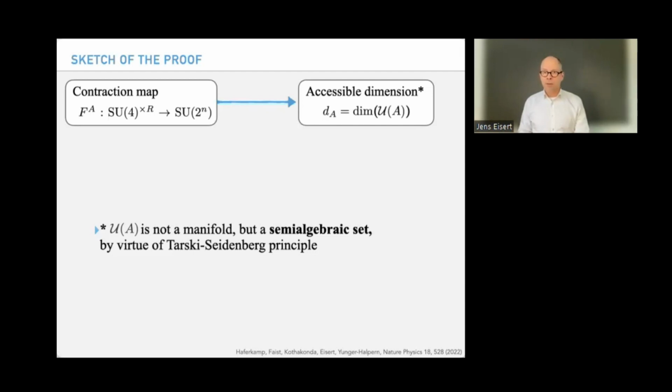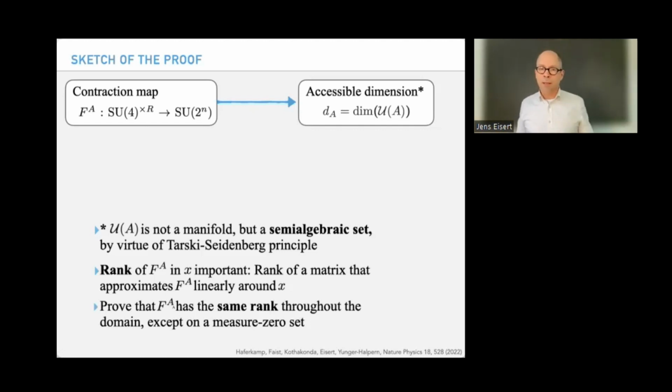And it takes a moment of thought to realize that our reachable set is a semi-algebraic set, because there will be some polynomial function that reflects the placing of the unitaries in the circuit. And the knobs we have and the unitaries are constrained in one way or the other by inequalities and equality constraints. So the reachable set will be a semi-algebraic set and will have a dimension in this sense.